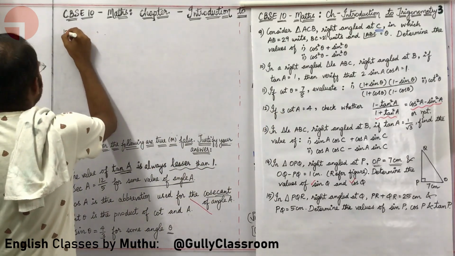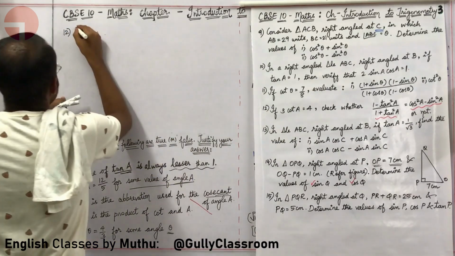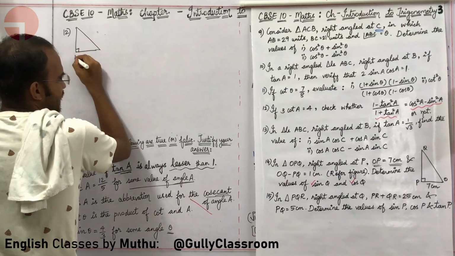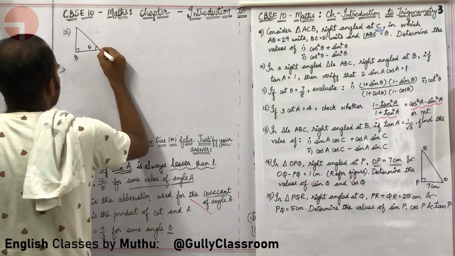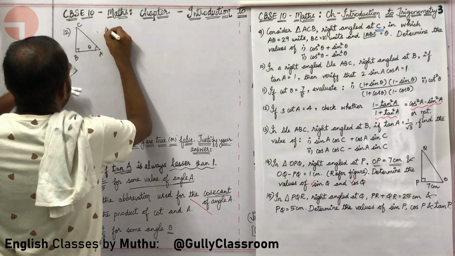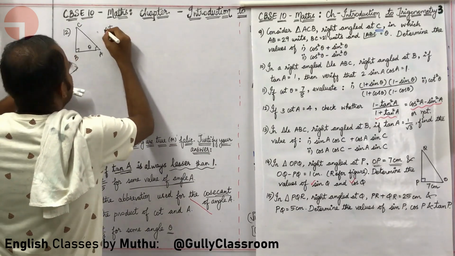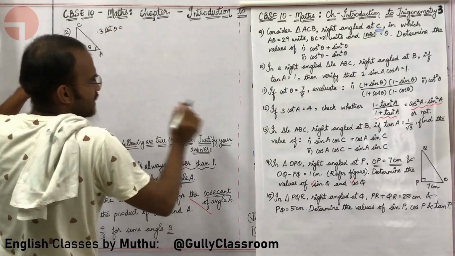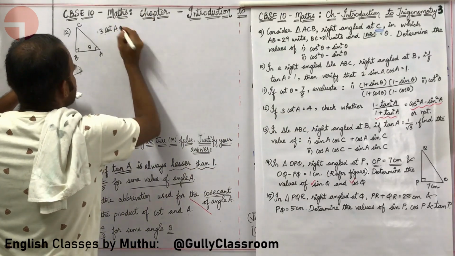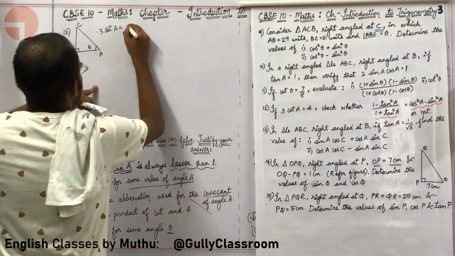Let us take the 12th problem. The 12th problem is in a right angled triangle. Obviously, this is going to be 90 degrees. I am going to call this B, this theta, and I am going to call the other vertices A and C. They are saying that 3 cot A is equal to 4.